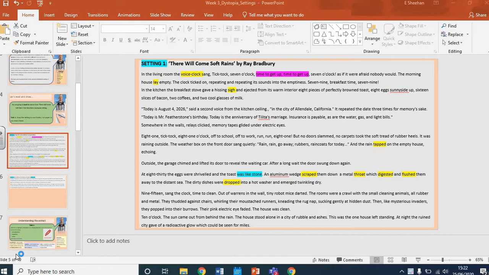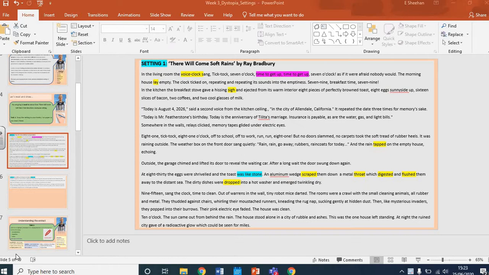So personification, I've highlighted those in yellow. We've got the voice clock. So a clock has a voice, which personifies the clock and makes it seem very human, like there's another being in the house. That the house lay empty.